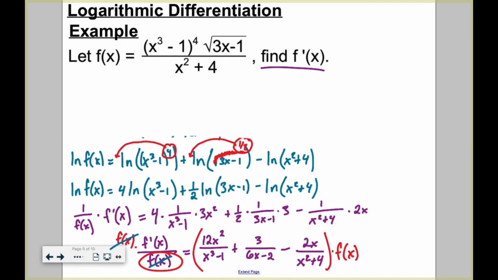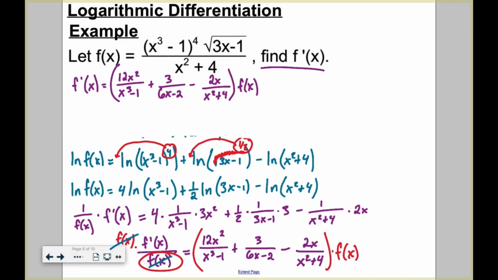So I'm now going to have f prime of x is equal to 12x squared all over x cubed minus 1 plus 3 over 6x minus 2 minus 2x all over x squared plus 4. And again, this whole thing was multiplied by f of x.